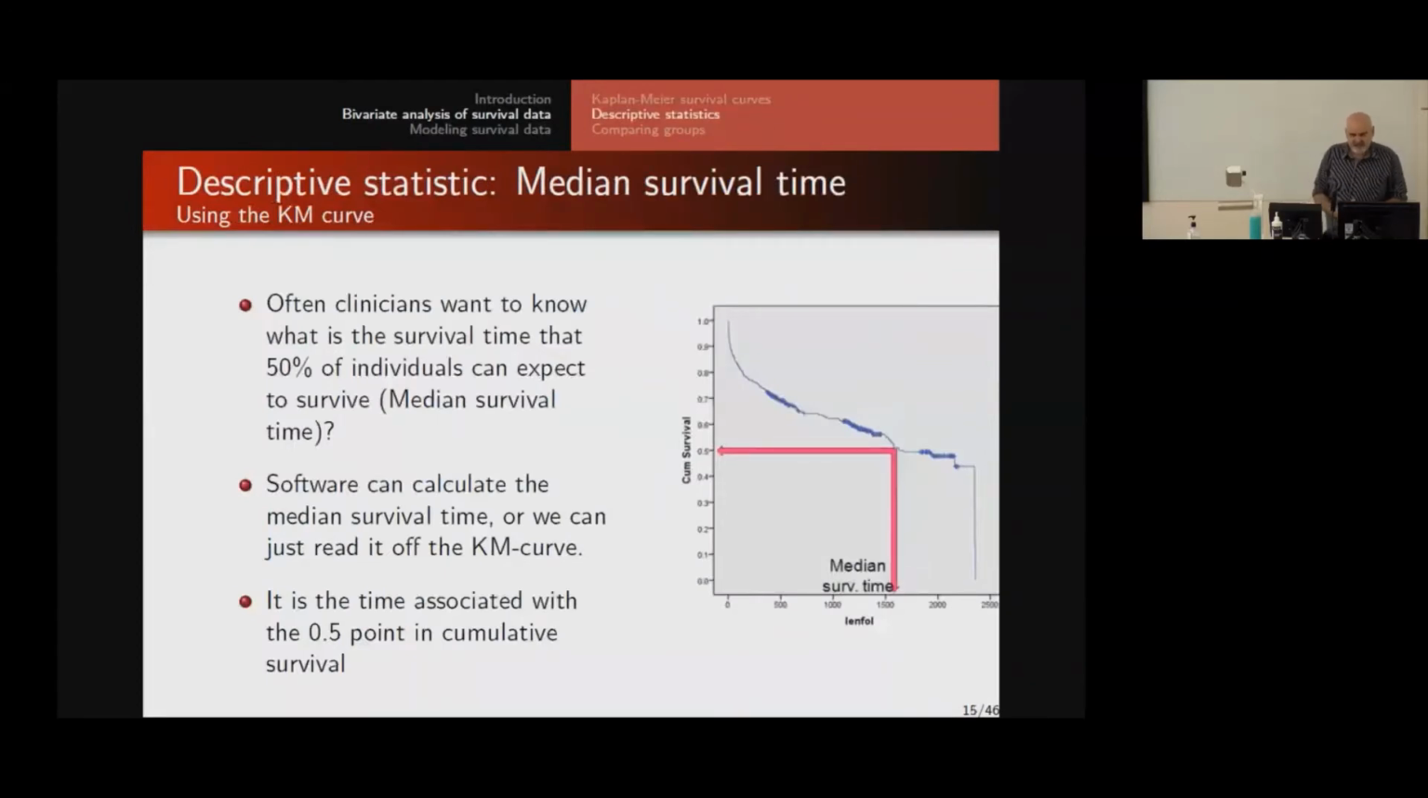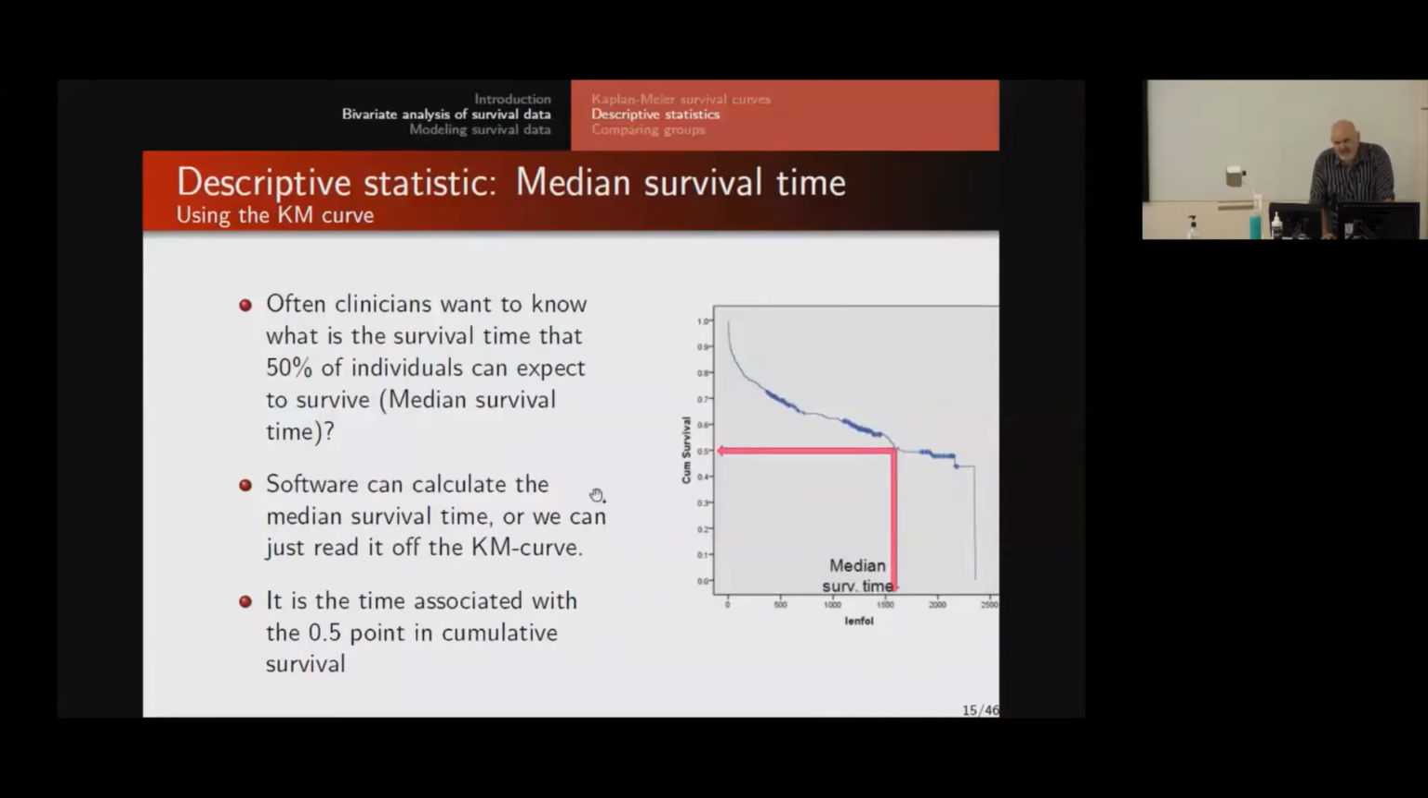Okay, so how do we read this graph? How can we actually use this Kaplan-Meier curve? It actually yields a lot of information to us. So often a clinician, or a patient for that matter, might want to know what is the survival time that 50% of individuals can expect to survive. Now, reading this off a Kaplan-Meier curve, we find the 0.5 mark on cumulative survival. We go across, there it is right there, and then we look down. That is the survival time associated with 50% of patients surviving. So we can see about 50% of patients survived 1,600 days.